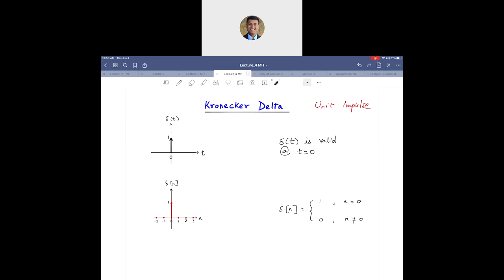How can I represent it in the form of a sequence of numbers? Let's do that here. Delta of n is a bunch of zeros, and I have a 1 at some place, and then I have a bunch of zeros again. And I need to put an underscore when n is 0, which is for the sample value 1. So that's our unit impulse.